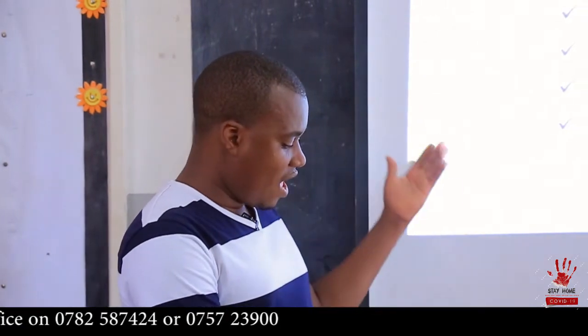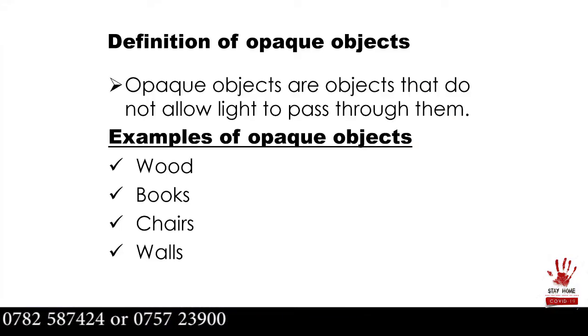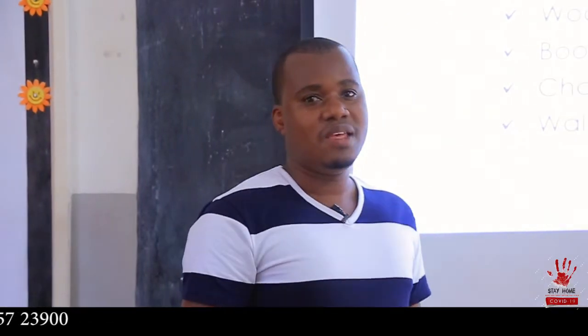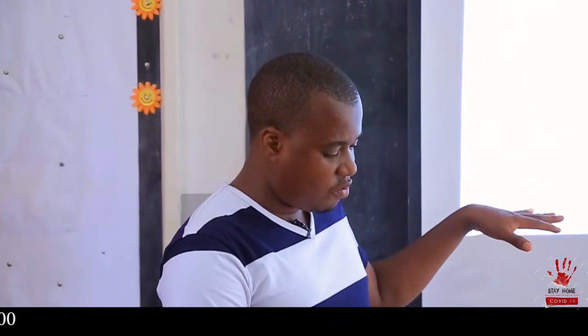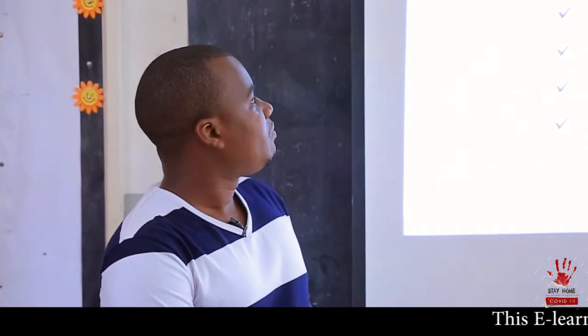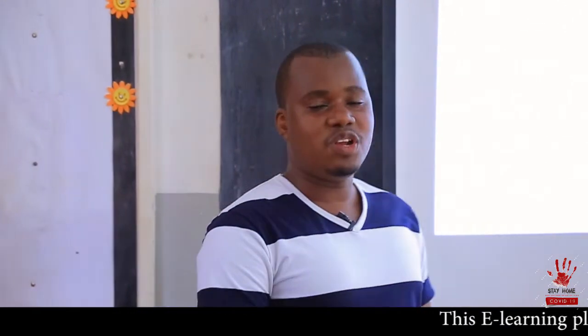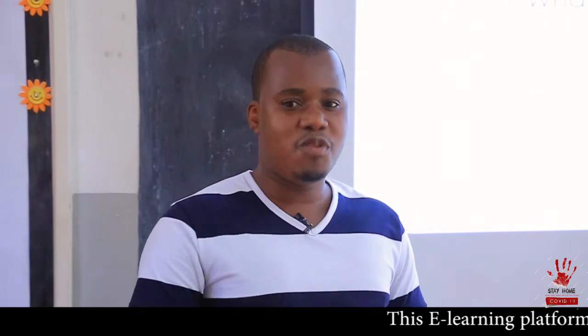And so those are the opaque objects. So I have here some small lists. We have wood, books, chairs, walls. We have trees, and you can add on. Here I just listed a few, but we have so many objects that do not allow light to pass through them. And so those objects are called opaque objects. We move to our session 5, my good children. I hope you are following.